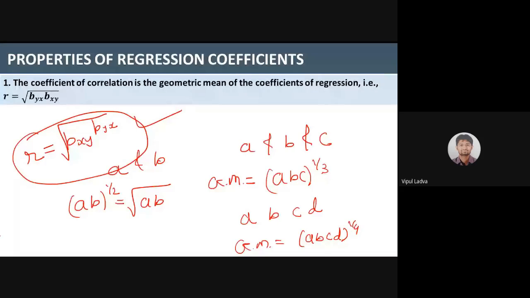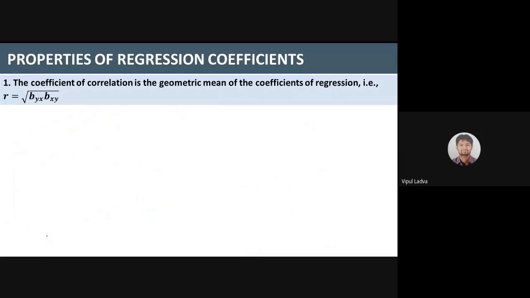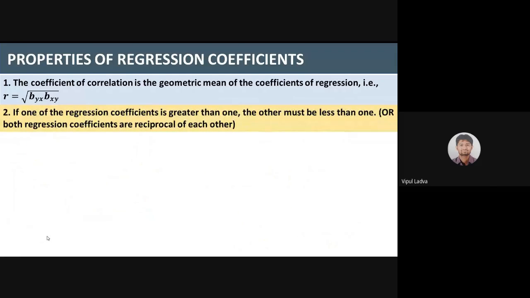Remember this. Okay, let me take you towards the second one. If one of the regression coefficients is greater than 1, then the other must be less than 1, or both regression coefficients are reciprocal of each other.